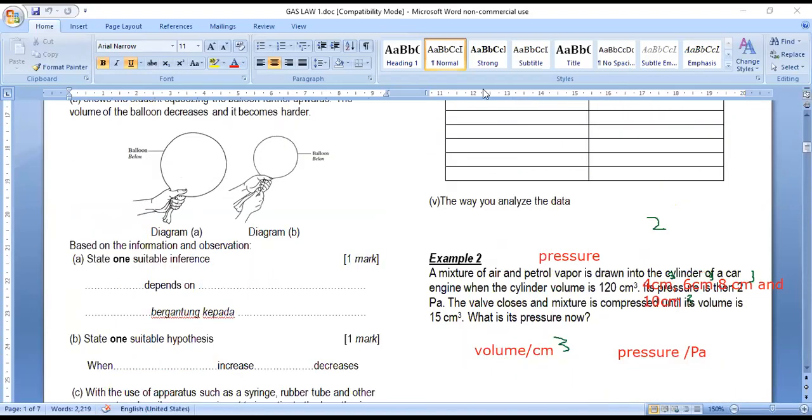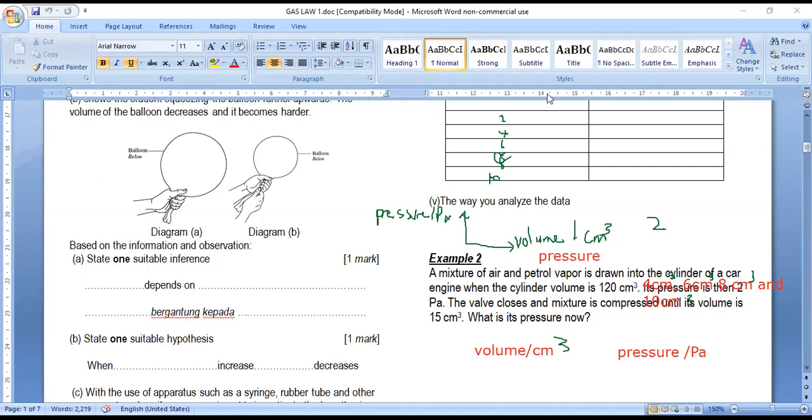And you can write here: 2, 4, 6, 8. The second column, leave it blank because we never do the experiment. The way you analyze, you must tell what graph you're going to do. So here will be volume. This column will be pressure.